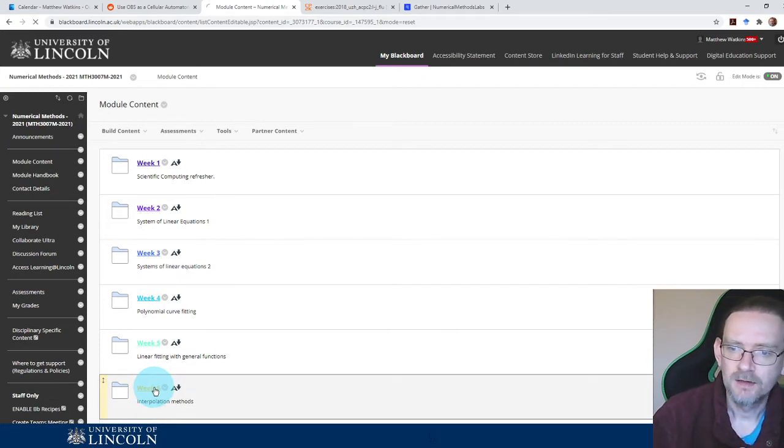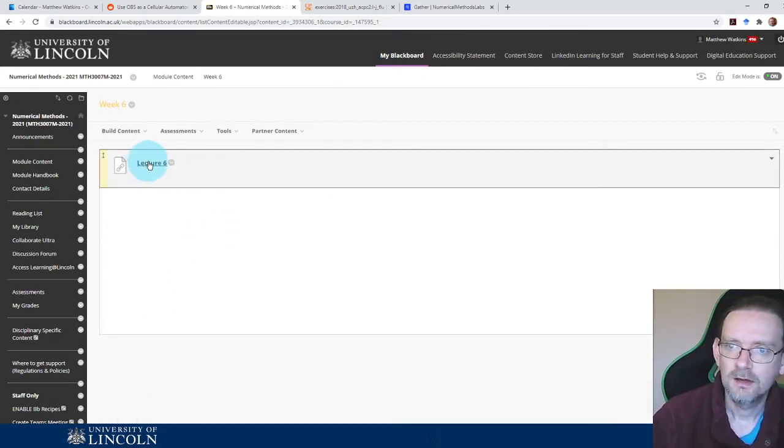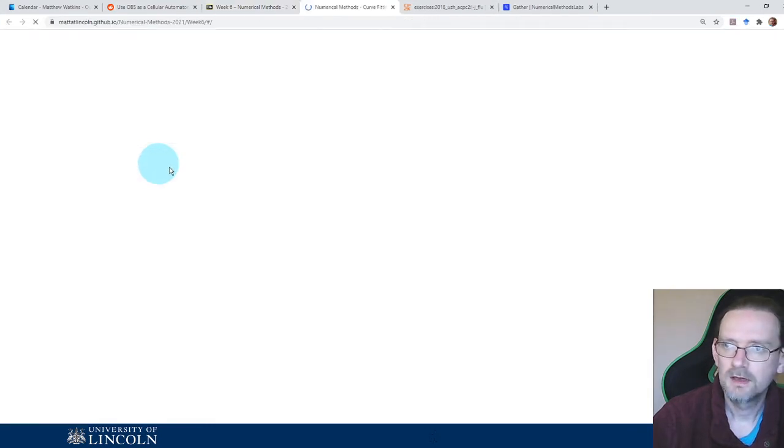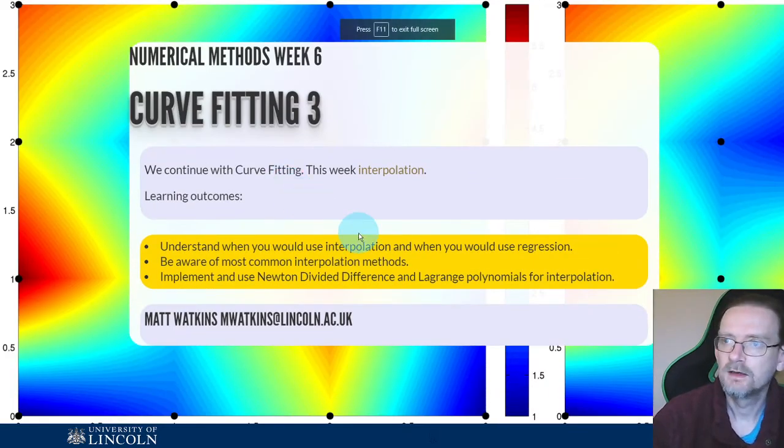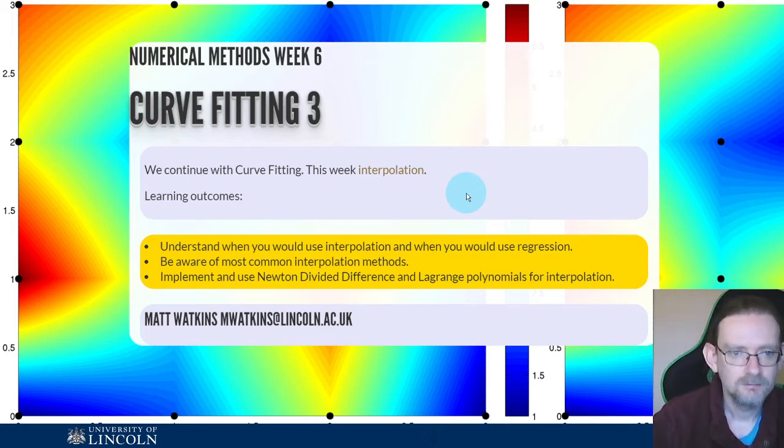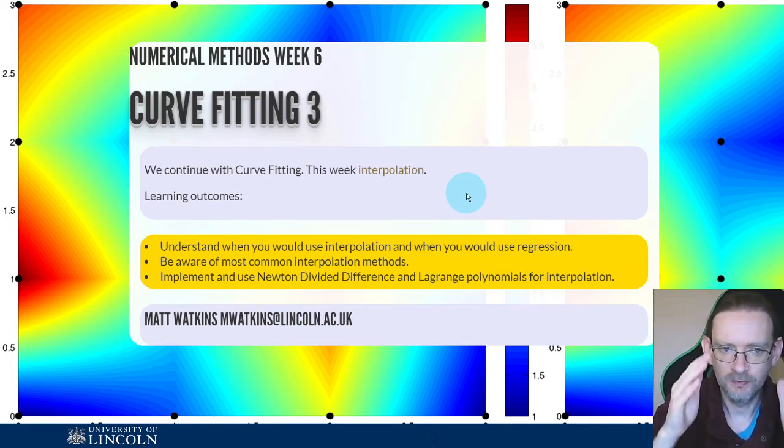So interpolation methods, I will go into the lecture slides if no one's got any questions before we begin. So the stuff we did previously with the regression, when you tend to want to use it is when you've got lots of data, quite a lot of data points, and the data is not exact. It's got some noise on it.